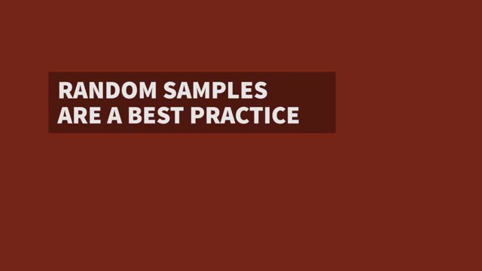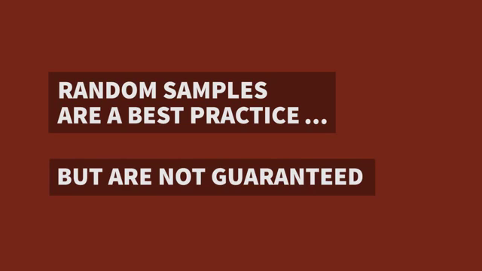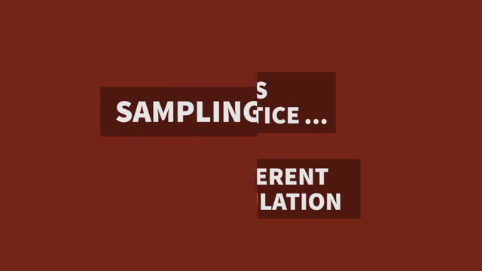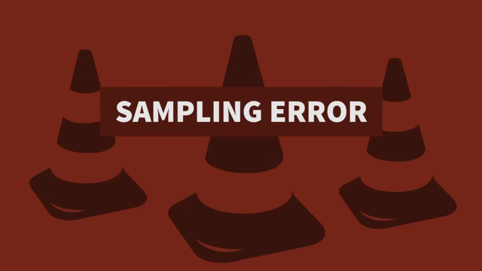Taking probability samples of large populations is considered common practice in the social sciences. Although a random selection process is generally the best way of getting a representative sample from a population, it doesn't guarantee a perfect sample. We must acknowledge that even the best random samples will always be a little different from the true population. We call that sampling error.